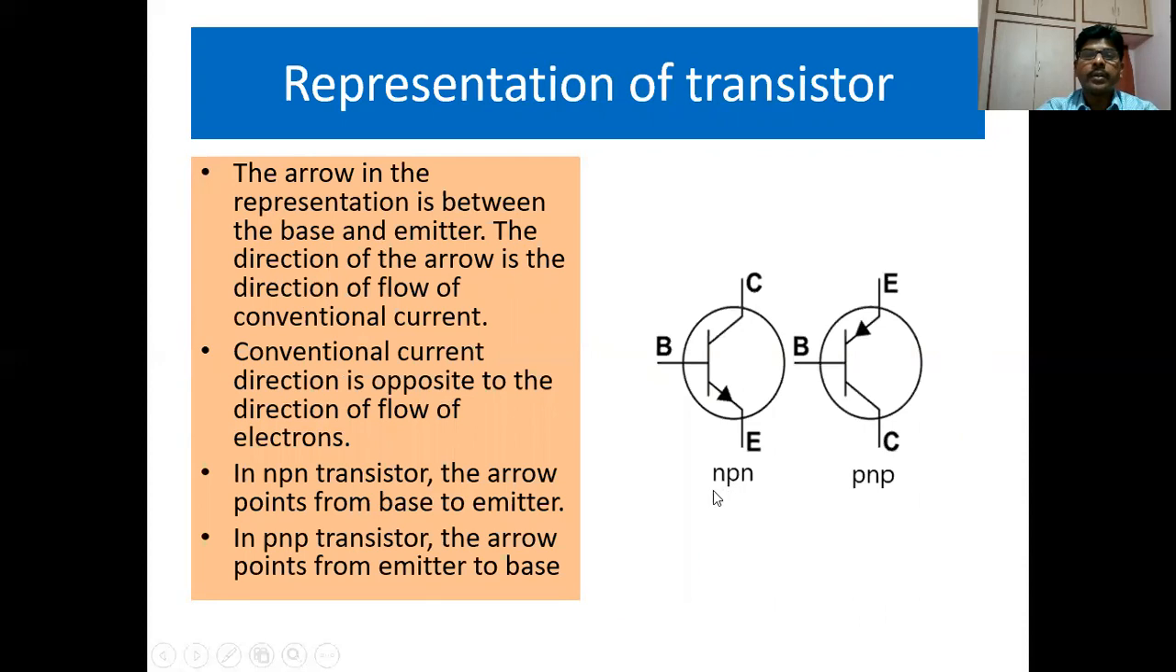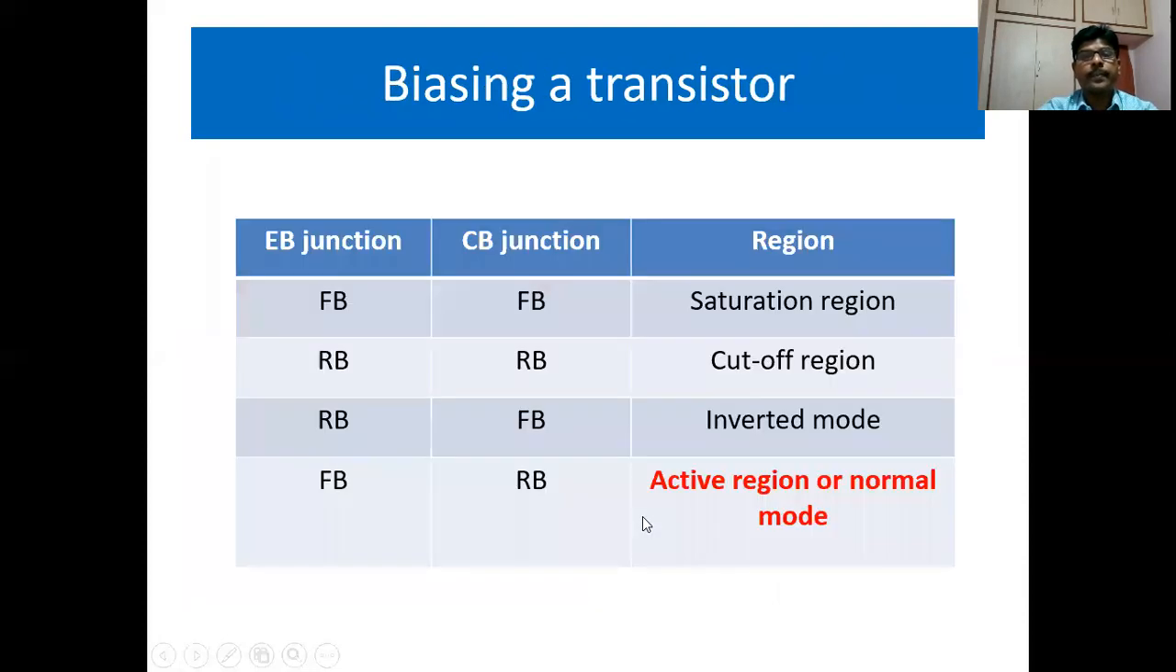Now this diagram is a representation of a transistor. Here we have an NPN and a PNP transistor. The arrow in the representation is between the base and emitter. The direction of the arrow is the direction of flow of conventional current, that is the direction of flow of holes. Conventional current direction is opposite to the direction of flow of electrons. In an NPN transistor, the arrow points from base to emitter. In a PNP transistor, the arrow points from the emitter to the base. So this is the representation of a transistor.